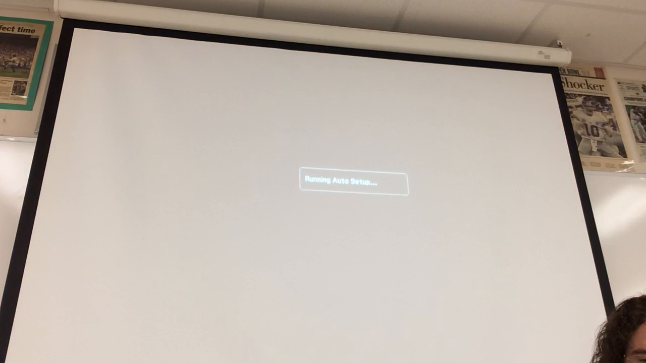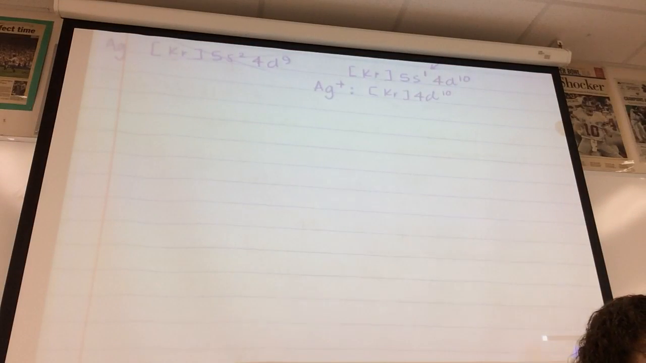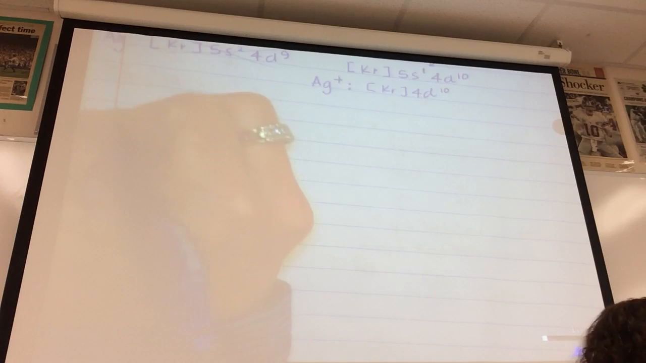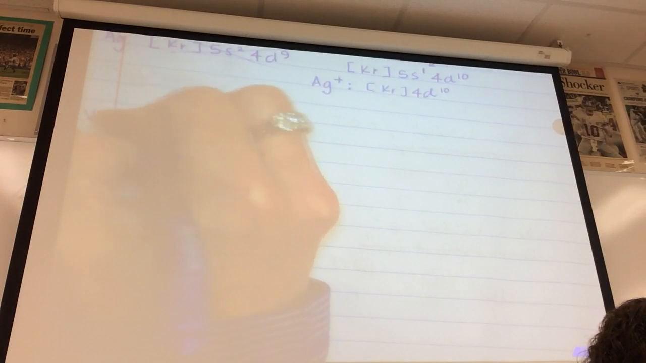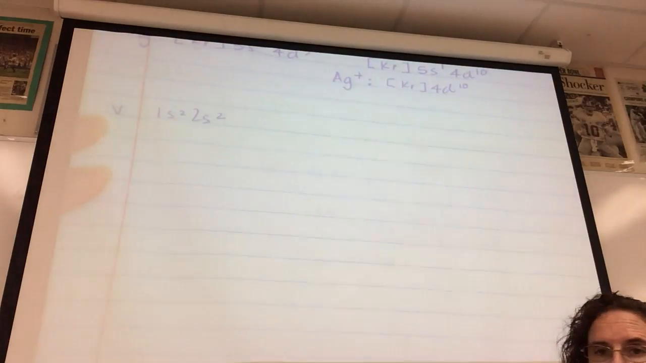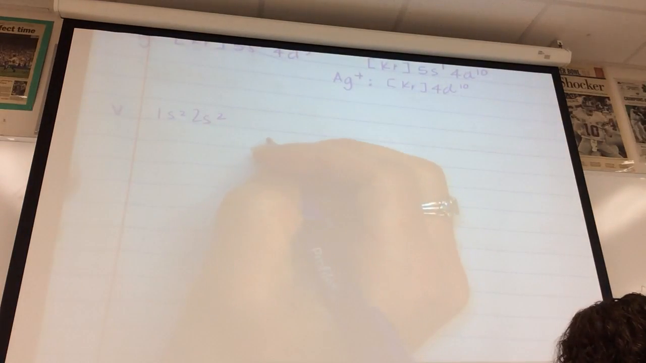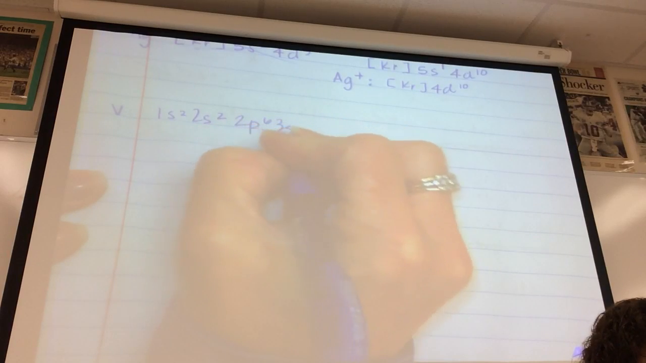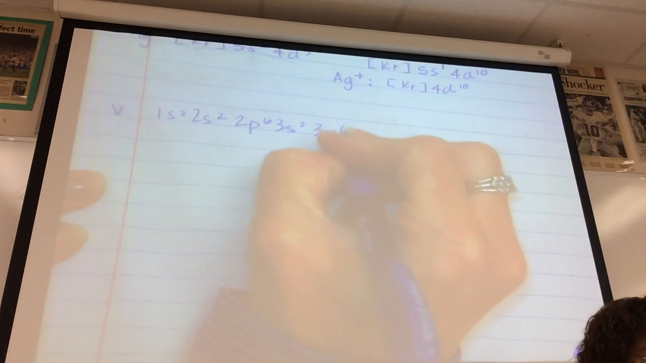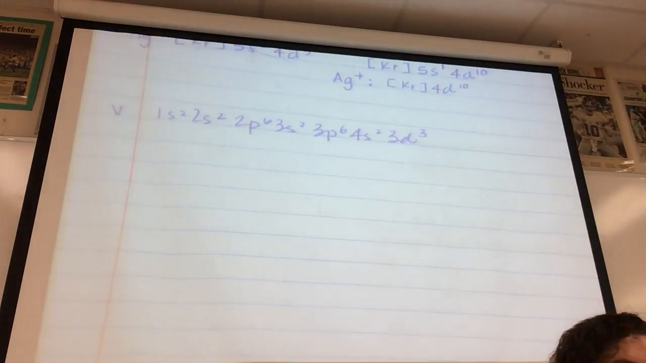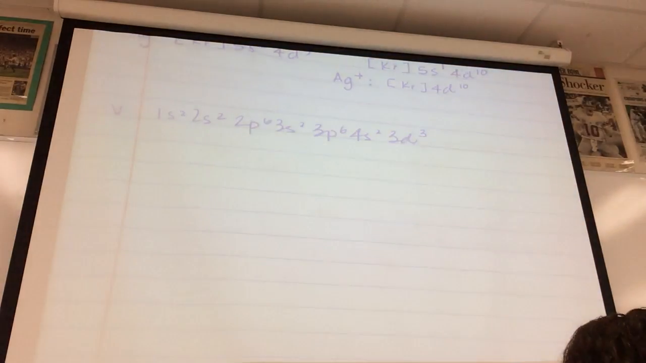Let's take a closer look at vanadium, because I'd also like to remind you of some basic nomenclature that you would have learned in honors. If we consider vanadium, vanadium is 1s2, 2s2, 2p6, 3s2, 3p6, 4s2, 3d3. There are a lot of things we should consider.